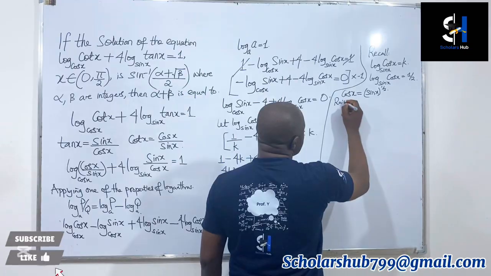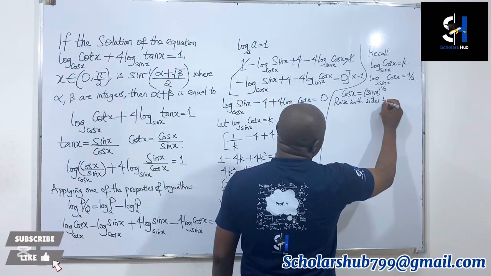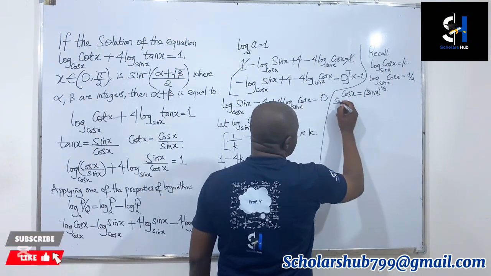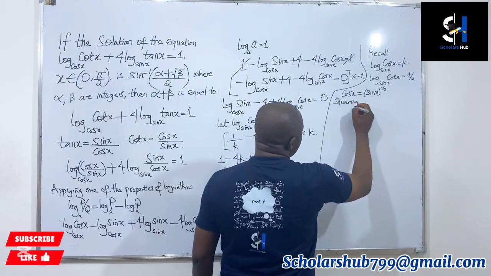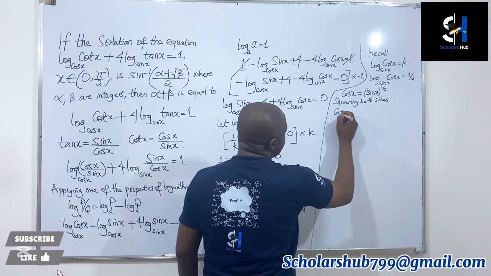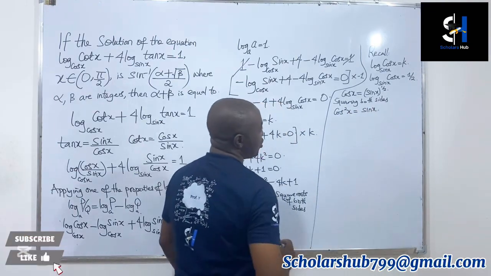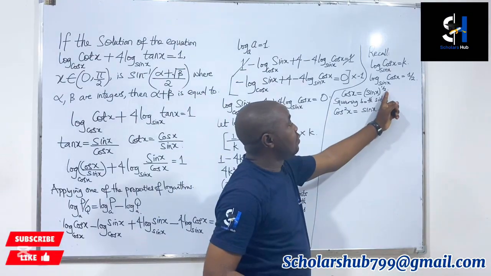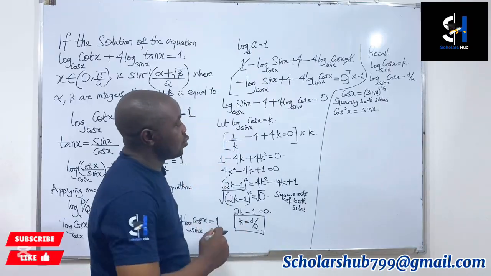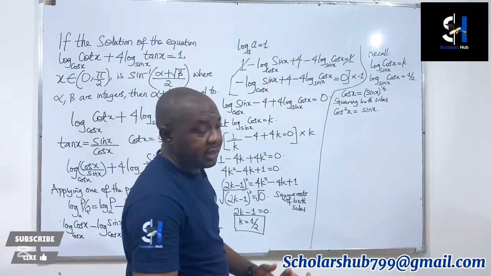Now, we can square both sides to get rid of the power of 1 half. By squaring both sides, this will be cos squared x equals sine x, because when we square both sides, the power of sine x on the right hand side becomes 1. So in this case, we can also use one of the Pythagorean identities.